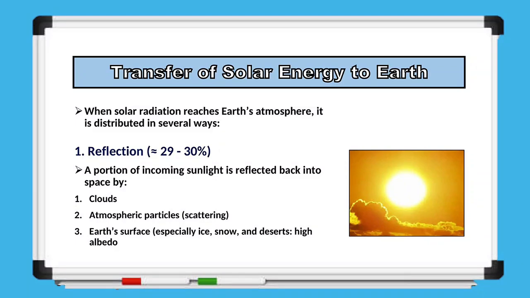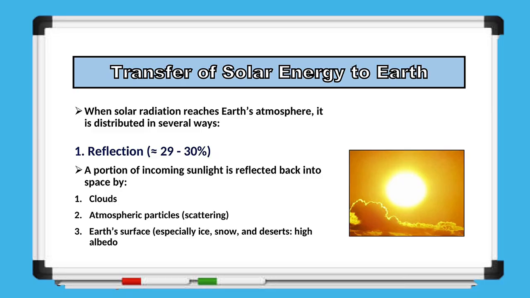Next, let us discuss how solar energy is transferred to the Earth and how it eventually becomes available to living organisms. When solar radiation reaches the Earth's atmosphere, it is distributed in several different ways. Not all of the incoming energy reaches the Earth's surface, as some of it is reflected or absorbed before it gets there. A significant portion of the sun's energy is reflected back into space.